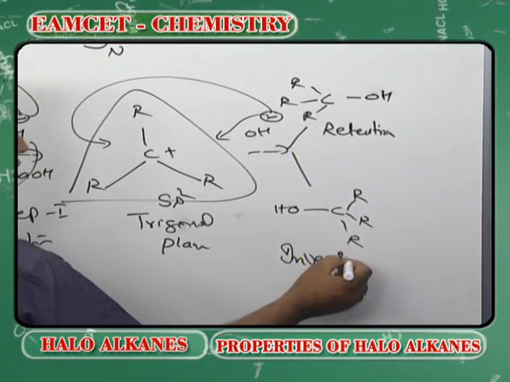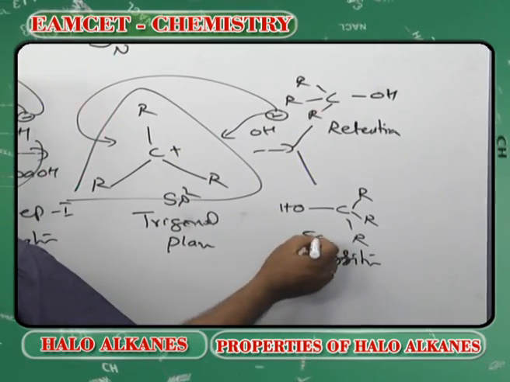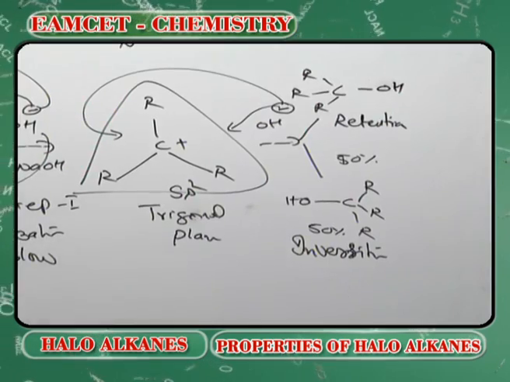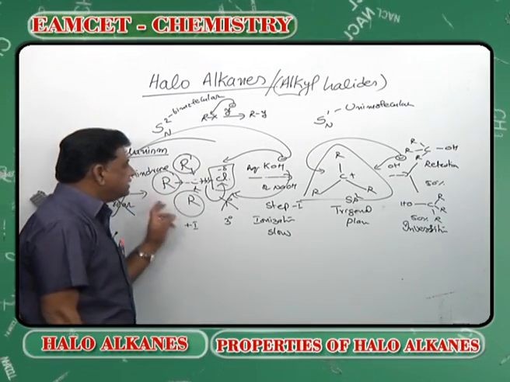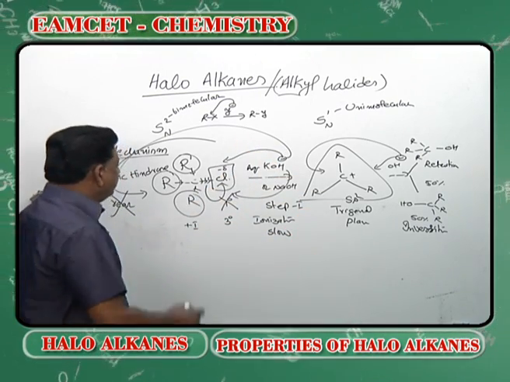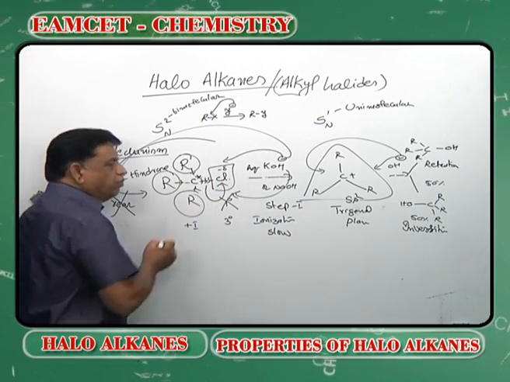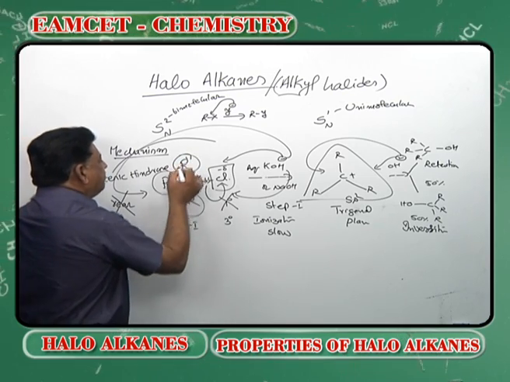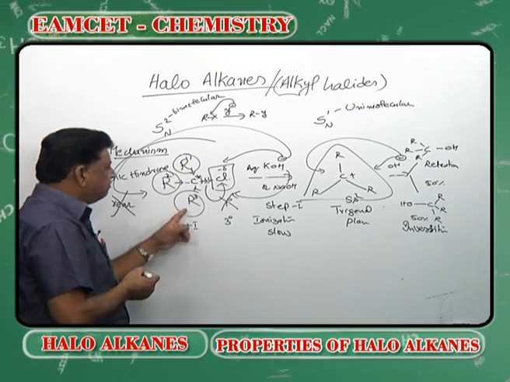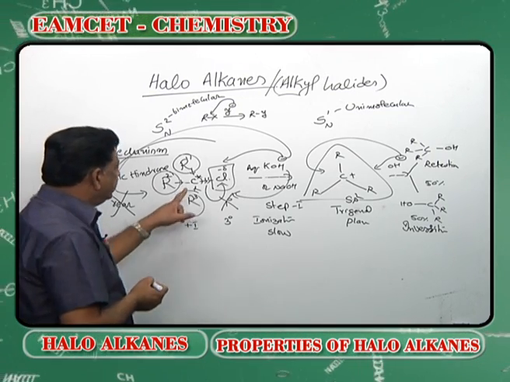Inversion in the configuration. So what is the chance of getting front side and back side? Both are possible. Again here, if all the alkyls are the same, there is not much influence. But if the compound is optically active, when you get optical activity, if R1, R2, R3 are, say, one methyl, one ethyl, one propyl.